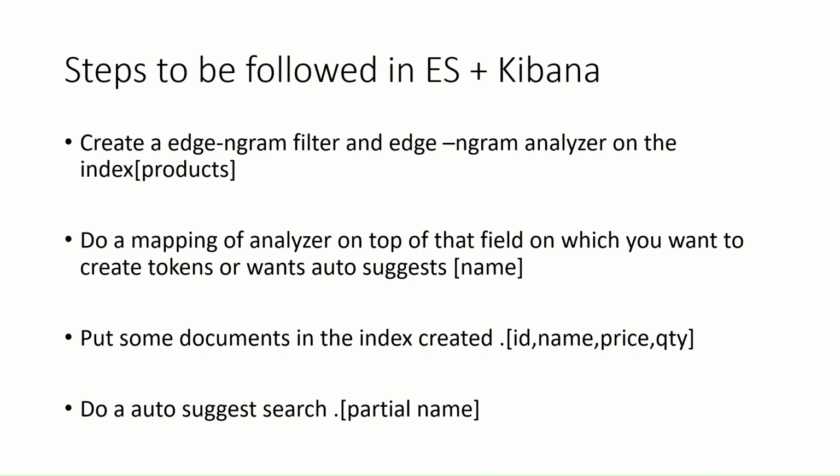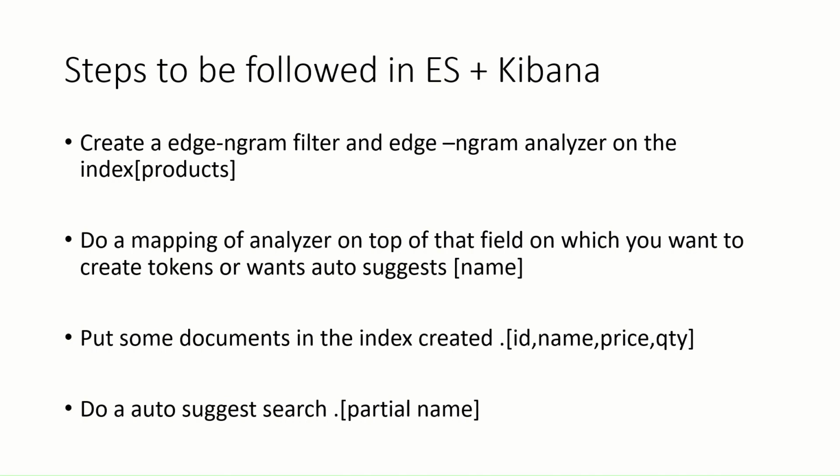First of all we'll create an edge n-gram filter and edge n-gram analyzer on our index, which is products. Then we'll do a mapping of the analyzer on top of the field on which you want to create tokens or do auto suggest. Let's say you want to do auto suggest search based upon the product name. Then you have to map the analyzer on the name.